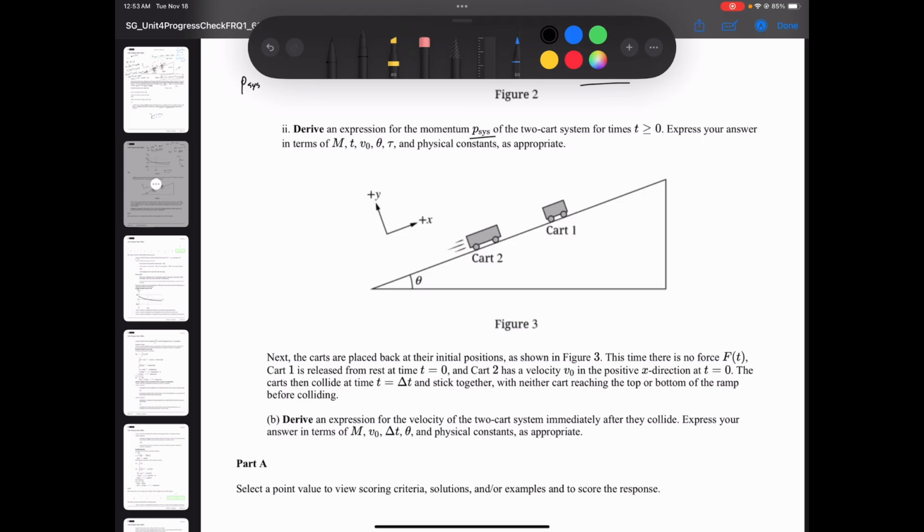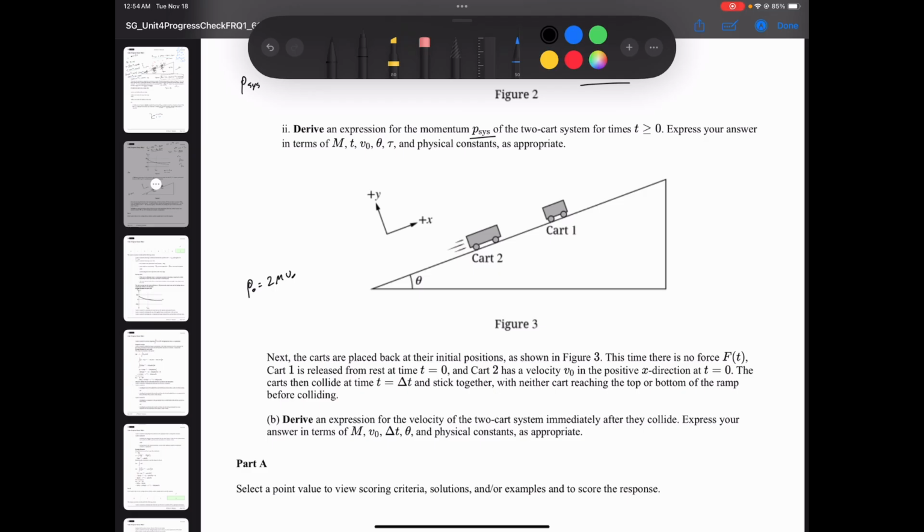So for part B, again, we're going to use conservation of momentum. All right. So we know that the initial momentum is just going to equal 2m times v naught, right? Because cart 2 has a mass of 2m. And then they're going to stick together, because it's a perfectly inelastic collision.